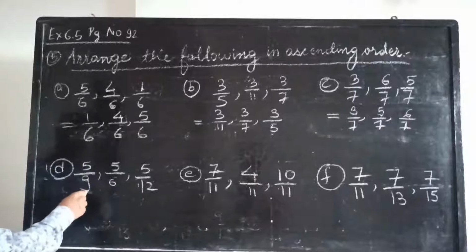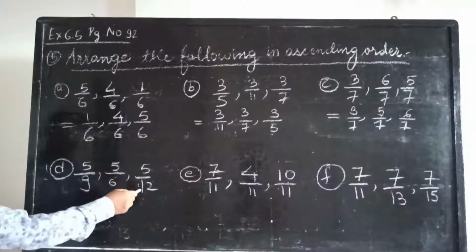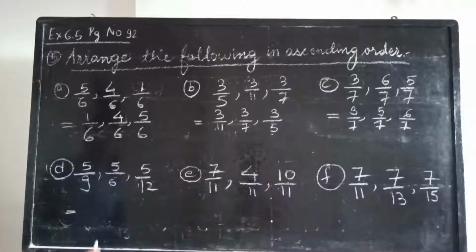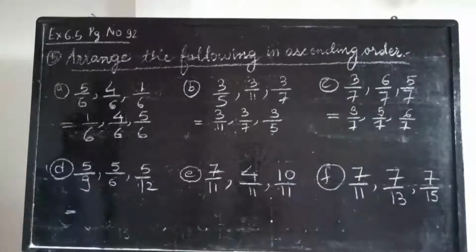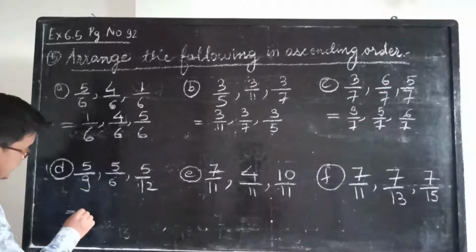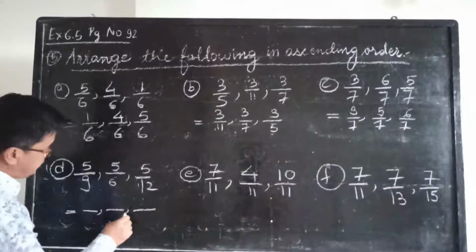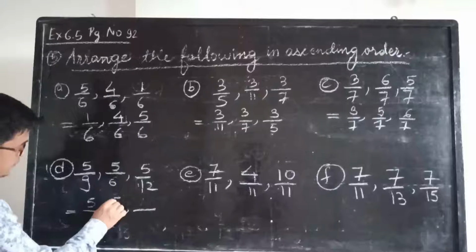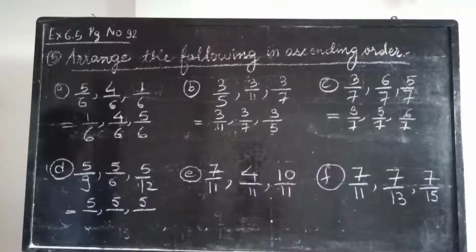Now 5 upon 9, 5 upon 6, 5 upon 12. Here the numerators are the same and the denominators are different. When the numerator is the same and the denominators are different, the fraction having the largest denominator will be the smallest. First I write the numerators. The numerators are the same: 5, 5, 5. The fraction having the largest denominator will be the smallest.